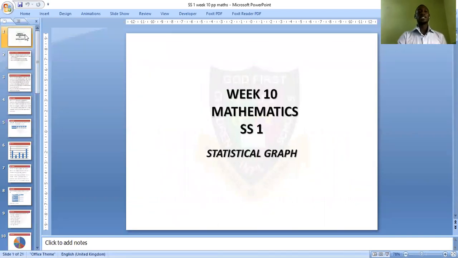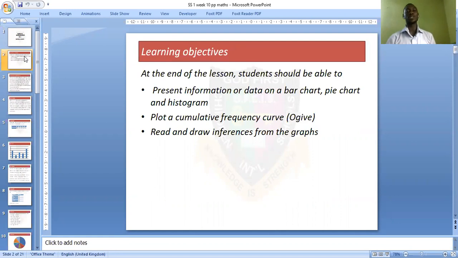Statistical graph. Learning objective number one: at the end of the lesson, students should be able to present information or data on the bar chart, pie chart and histogram. These are some of the ways by which we use a graph. We'll be looking at bar charts, pie charts and histograms. I believe you're familiar with bar chart, pie chart and histogram. We'll just look into that together.